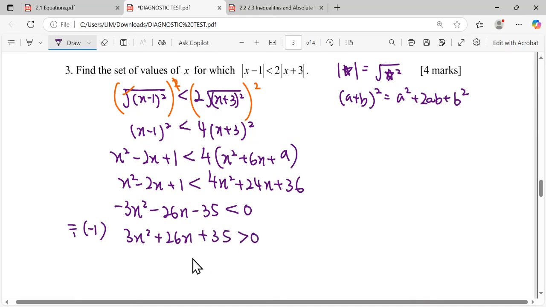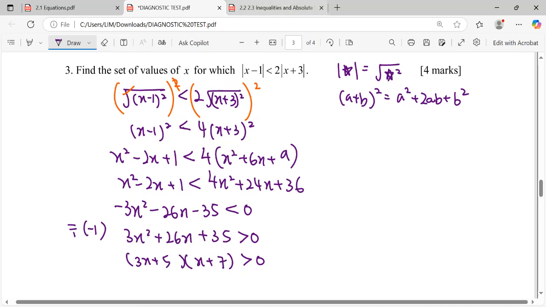Change sign. Then only we can do factorization correctly according to your quadratic equations here. So you can get 3x plus 5 and x plus 7. So you can see quadratic and its factorization always tally back. So 3x squared, 3x times 3x. This is 35, 5 times 7. Yes, they are equivalent. Alright, equivalent quadratic with its pair of factorization.